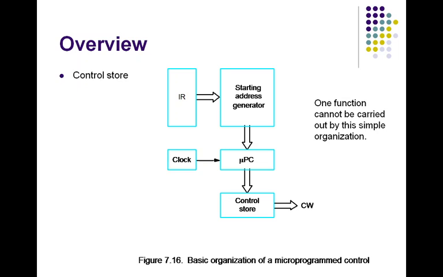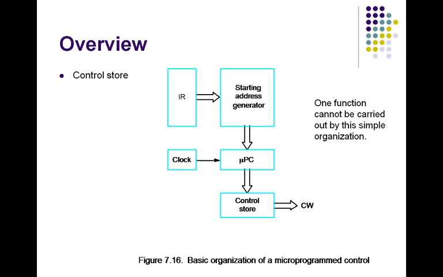Every time a new instruction is loaded into IR, the output of the block labeled starting address generator is loaded into MUPC. The MUPC is then automatically incremented by the clock, causing successive microinstructions to be read from the control store. Hence the control signals are delivered to various parts of the processor in the correct sequence.